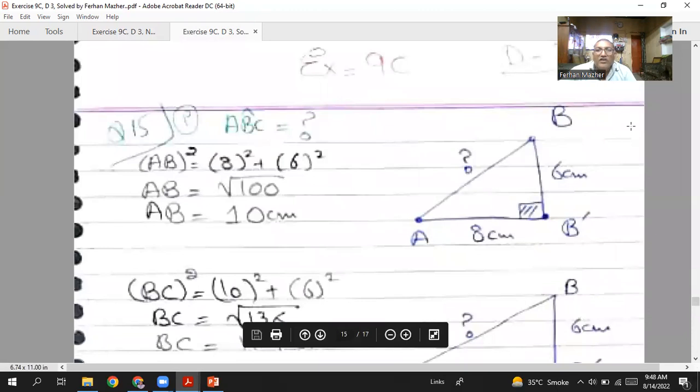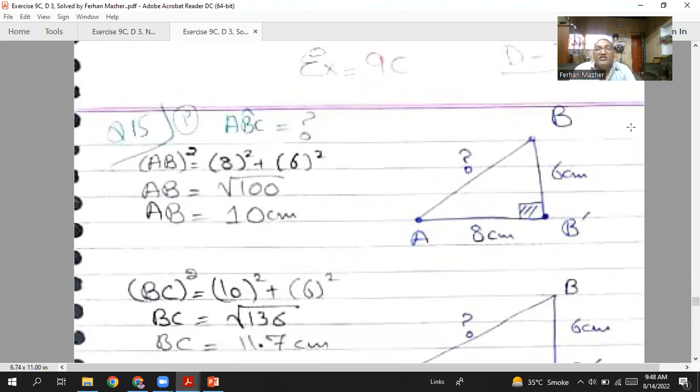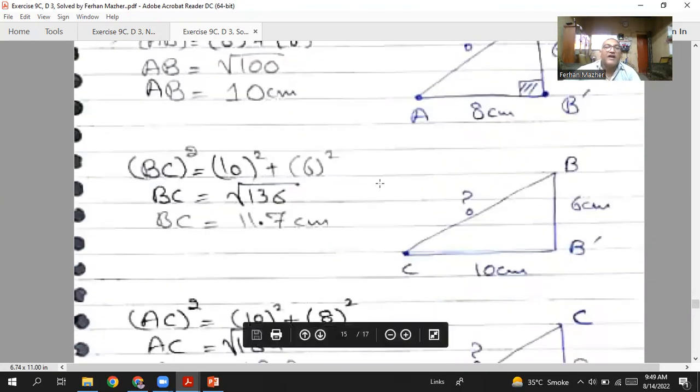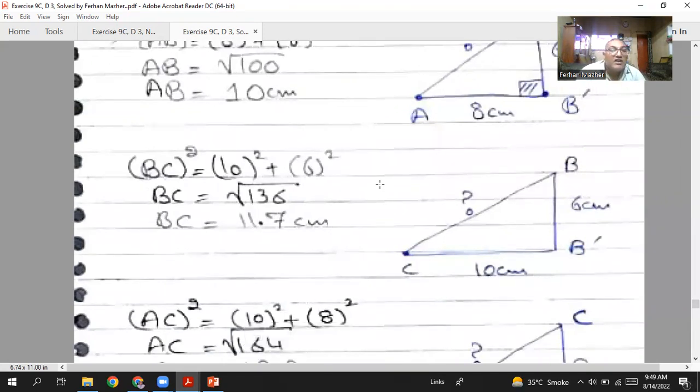First of all, I will take the triangle ABB prime. The BB prime is 6 centimeter. The AB prime is 8 centimeter. I want to calculate the AB side. So AB square is equals to 8 square plus 6 square. So the AB will be equals to 10. And then I will take the triangle CBB prime, and the BB prime is 6 centimeter. The B prime C is 10 centimeter. So the BC square is equals to 10 square plus 6 square. We have applied the Pythagoras. So the BC will be equals to under root 136, and that will be 11.7.